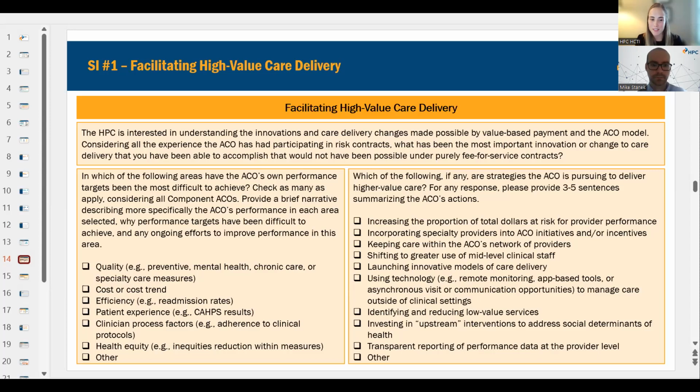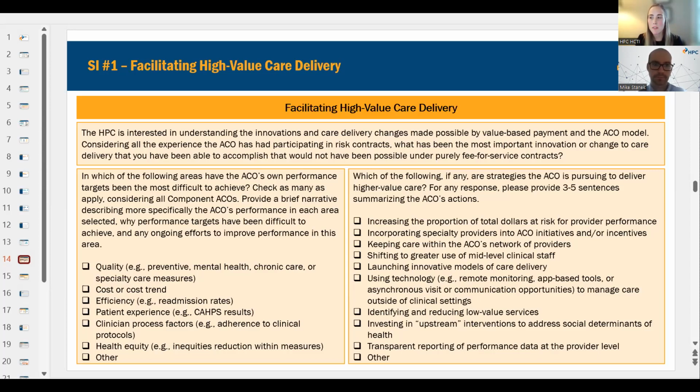In the first, shown on the left-hand side, we ask ACOs to think about which performance targets have been the most difficult for them to achieve and why. And on the right-hand side, we ask ACOs to describe the strategies that they are pursuing to deliver high-value care.